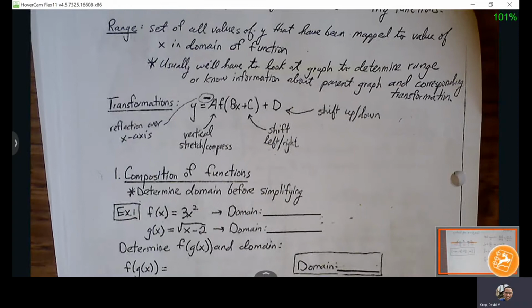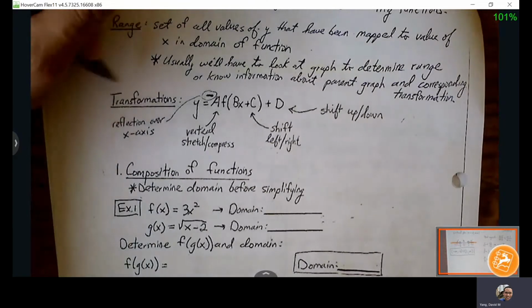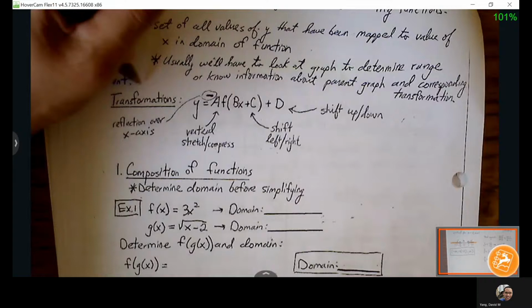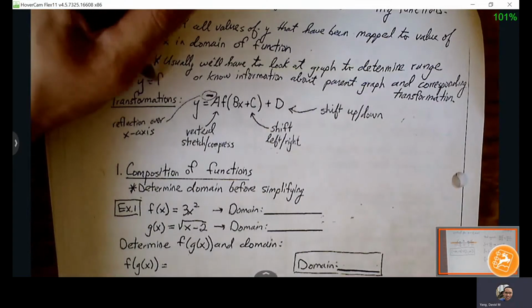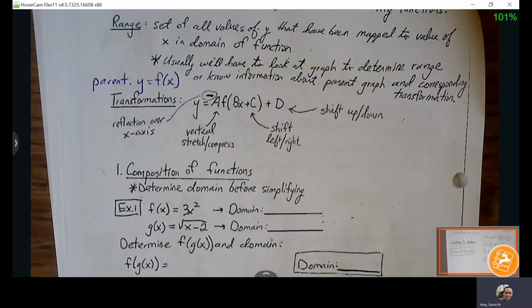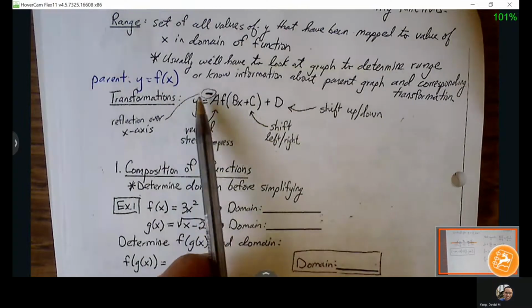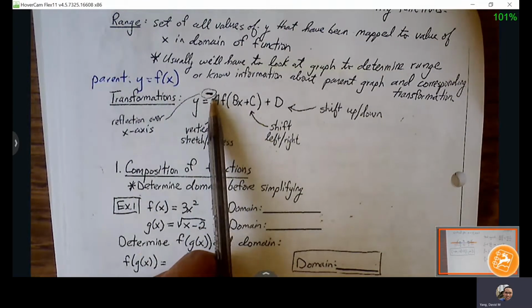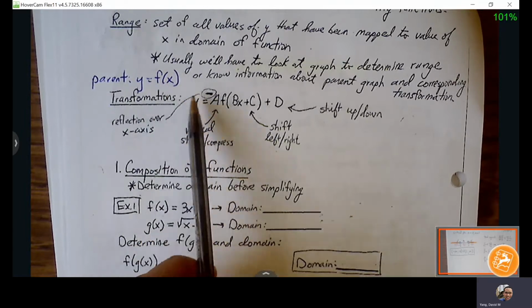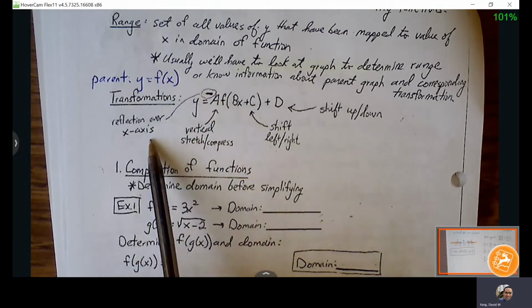Let's say we started off with some parent graph that's in the form of y equals f of x. Now that's a very general term there. That f of x could be a polynomial, could be x squared, could be x cubed, could be square root of x. Okay, but just talking from a very general standpoint here. If there's a negative outside of that parent function, it's going to take that function and reflect it over the x-axis.